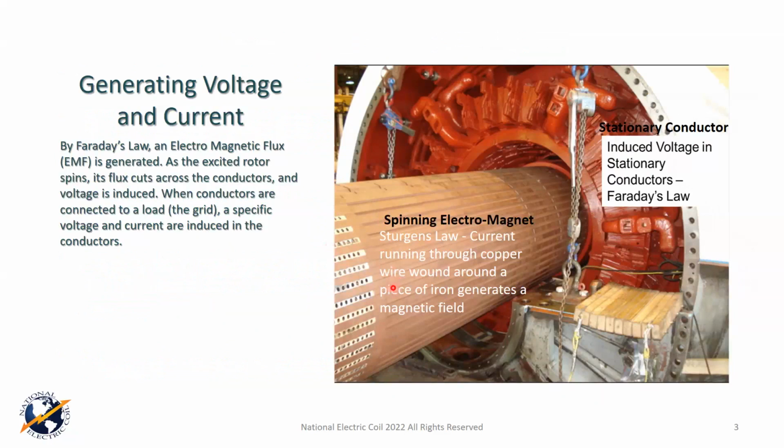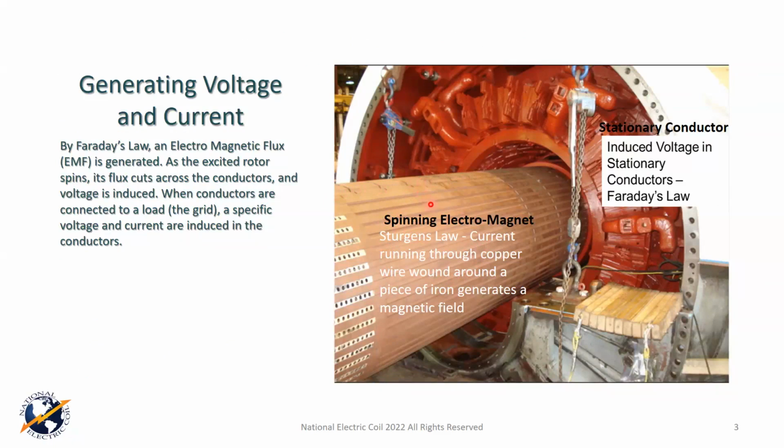Looking at the real thing we would talk about today, this is a hydrogen-cooled generator, and we've got the rotor here. Again, we're talking about Sturgeon's law: current running through the copper wire wound around a piece of iron generates a magnetic field. Up here at the top of the rotor is what we call the rotor pole, and I'll show you this again on a slide when we show the forging itself.